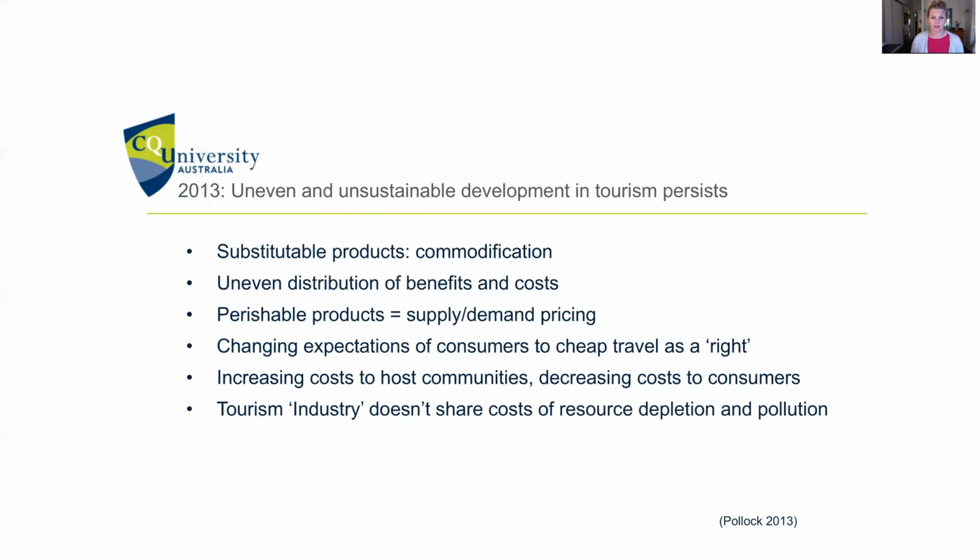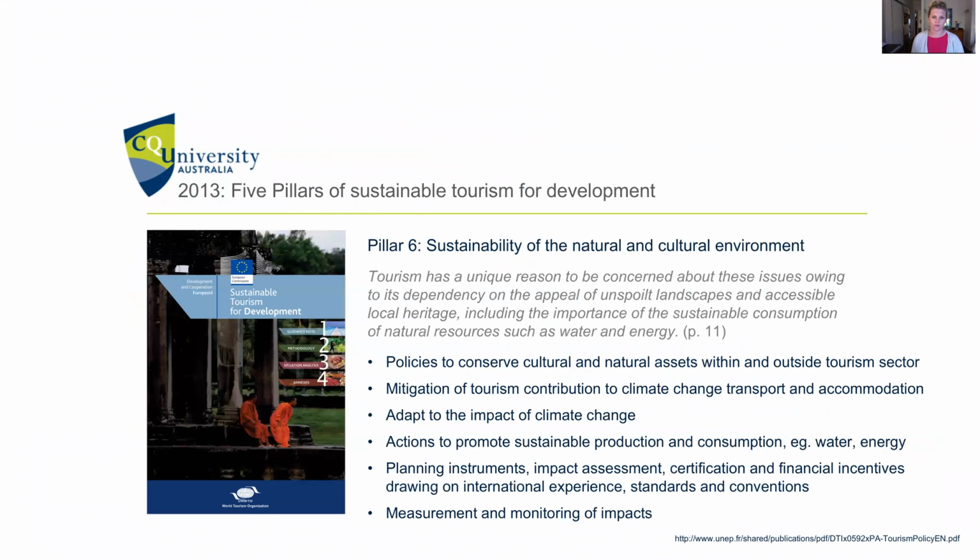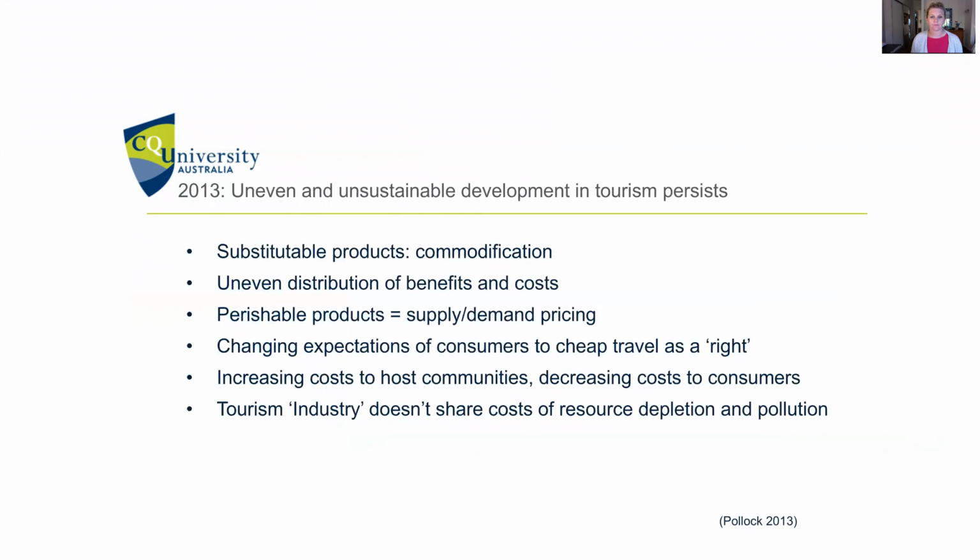Now, I think, yeah, Pollock in 2013, which is another one that's on your Moodle site that you can have a look at, argues that even though we have all of this stuff, all these pillars, and all this understanding and knowledge about how important it is to manage tourism sustainably, there's still, Pollock argues, uneven and unsustainable development in tourism that persists. And I think you'll probably find there's a theme of that in your textbook as well.